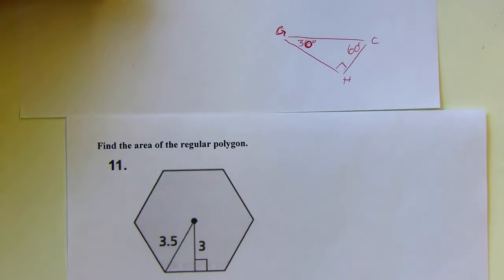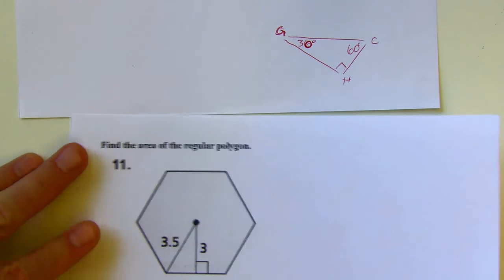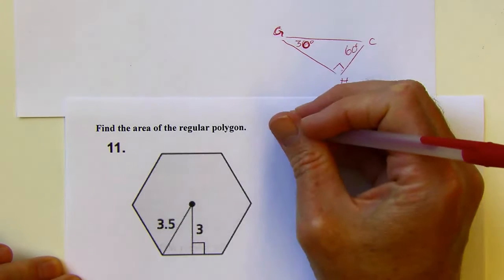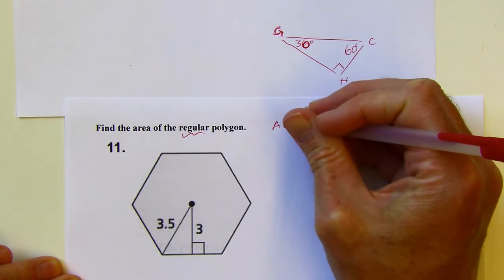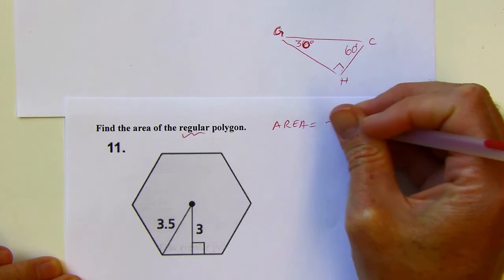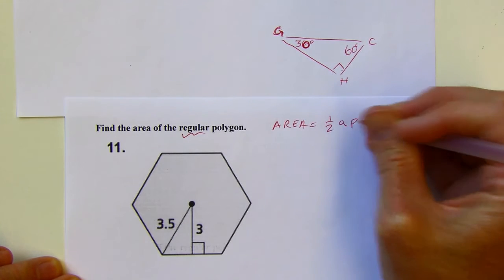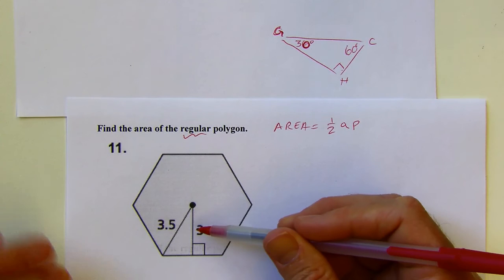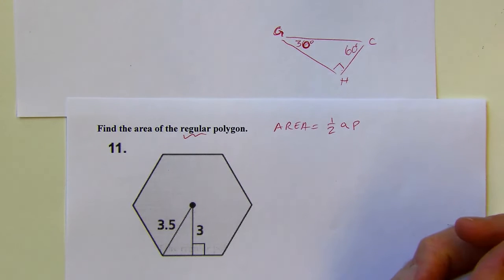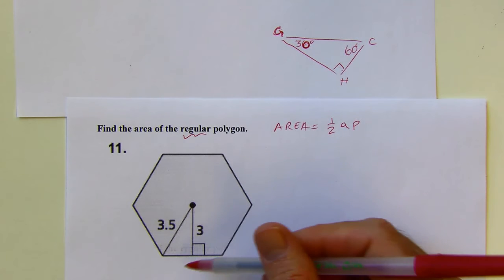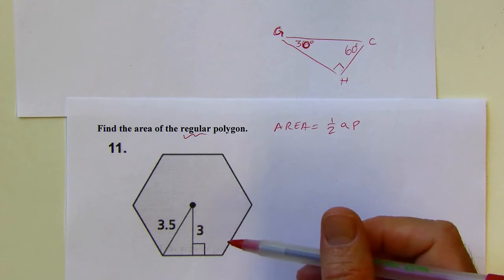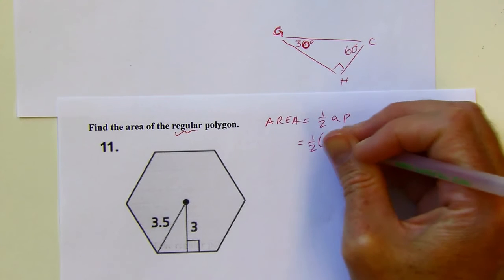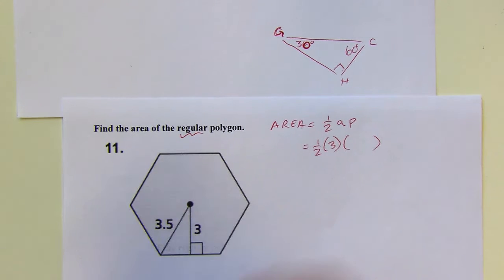Okay, next up, I've got a regular polygon here, and I'm finding the area. So there are 2 ways to do this problem. One way, there's an area formula where it has to be a regular polygon. My area formula is going to be 1/2 of the apothem times the perimeter. The apothem is going to be this segment. It's going to be 3 here. The perimeter is the distance around the outside. I don't have the perimeter yet, but I can find it with this information. So this is going to be 1/2 of 3 times whatever the perimeter is. Okay, so that's one way to do it.